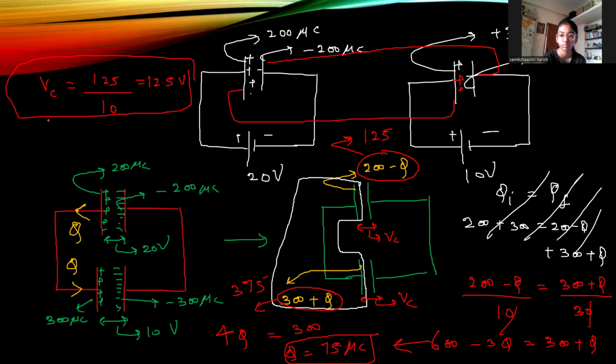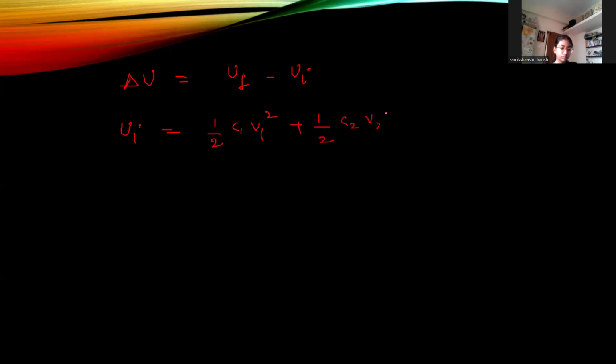Next they are asking, find the energy stored in combination. So how much energy is stored? So you can find delta U, UF minus UI. Here how much energy is stored? So U initially will be half C1 V1 square plus half C2 V2 square. You can find initially how much.